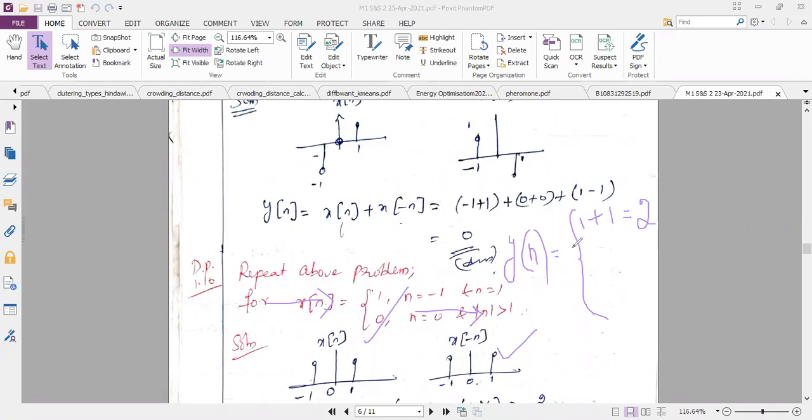Similarly, the next sample is n is equal to 0. At n is equal to 0, you know the amplitude is also 0. So 0 plus 0 is equal to 0. And now the last sample left out is at n is equal to 1. At n is equal to 1, it is 1 for x of n, and for x of minus n also it is 1. So the amplitude is 2. So this is my final answer.